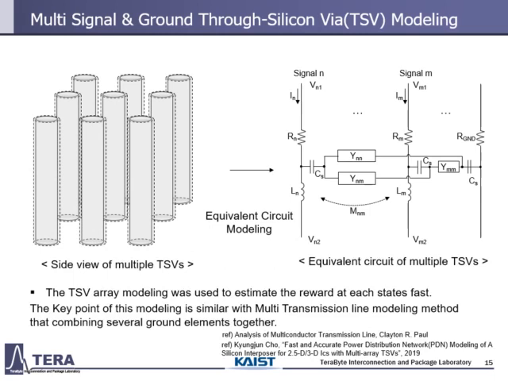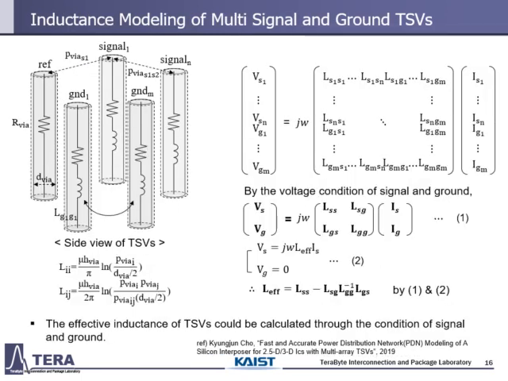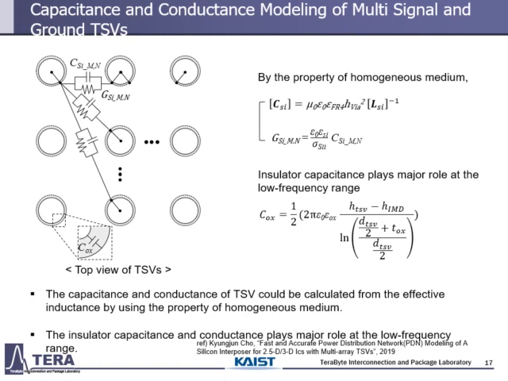Next, I will explain more details about the multi-signal and ground TSV modeling. The key point of this modeling is similar to the multi-transmission line modeling method that combines several ground elements together. First, calculate the self and mutual loop inductance of each TSV considering its physical dimension. Then the voltage at each inductor can be expressed in matrix form as follows. By the voltage condition of signal and ground, the effective inductance matrix can be evaluated through several matrix calculations. The capacitance and conductance of TSV can be calculated from the effective inductance by using the property of a homogeneous medium. The additional thing to do is to calculate the capacitance of the insulator. The insulator capacitance and conductance play a major role in the low frequency range.